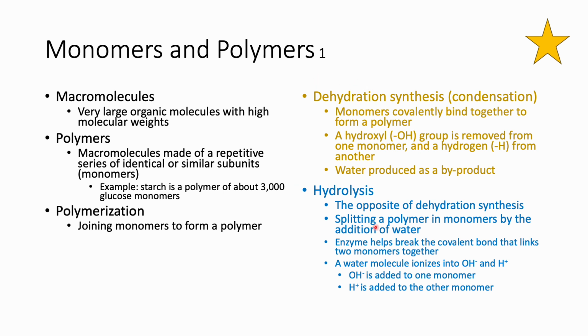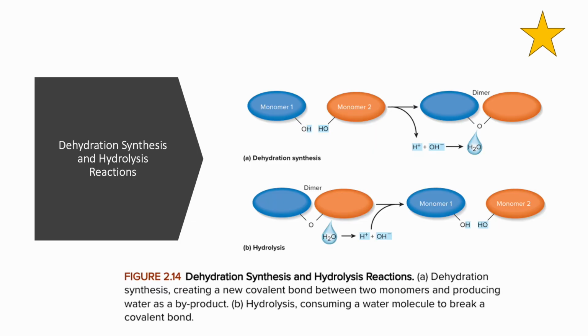Next, we have hydrolysis. Hydrolysis is the opposite of a dehydration synthesis reaction. This is where we are splitting a polymer into its monomers, and this requires water. An enzyme helps break down the covalent bond that links the two monomers together, releasing hydroxyl and hydrogen and a proton, so releasing water. So let's take a look at what that looks like.